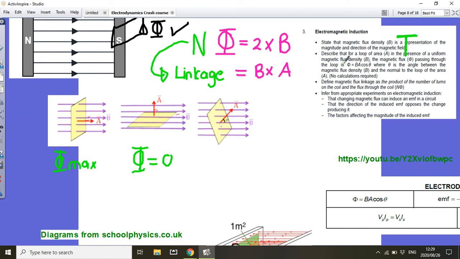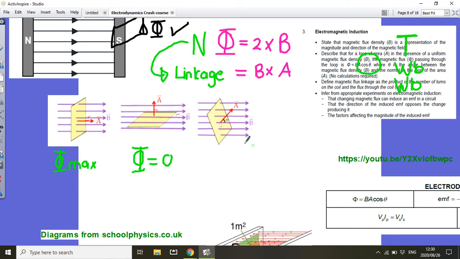The magnetic flux is just Weber, big W, small b, and magnetic flux linkage, because it's just multiplied by the number of windings, is also Weber. Now, if we look at the maths here quickly, the angle, that cos theta, sometimes confuses people, but the cos theta is the angle between the normal of the area and the magnetic field.